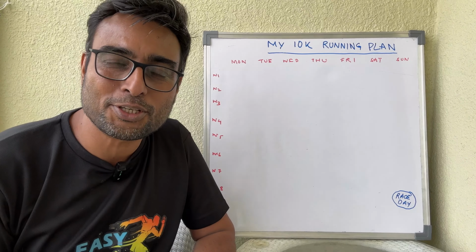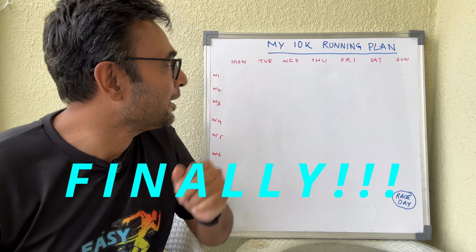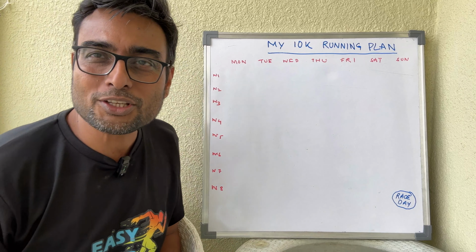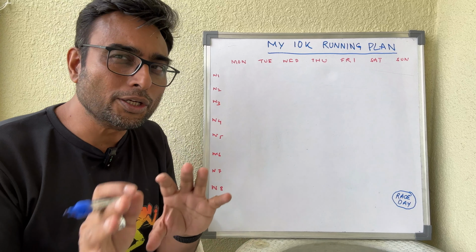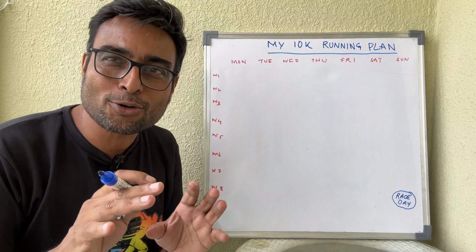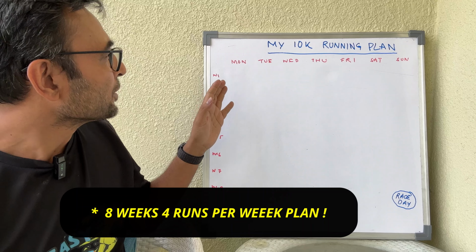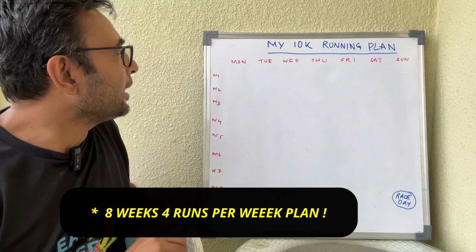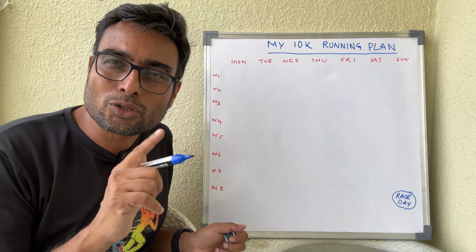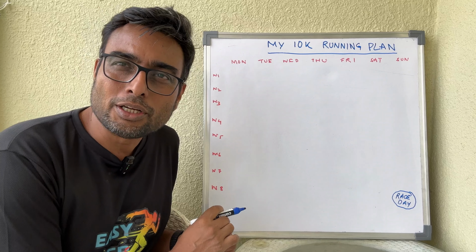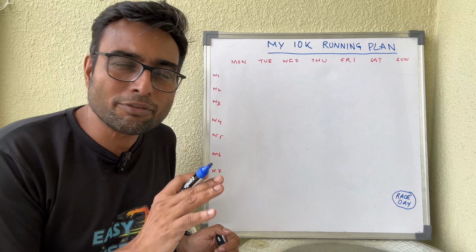Congratulations! You have reached a position where you can now draw your own actual 10K plan. I have written here my 10K running plan, and you can start customizing it. This is going to be an 8-week plan, and you can adapt it for a bit less or more. I am assuming there is going to be one long run in a week, probably on Sunday. So Sunday I am reserving for long runs.